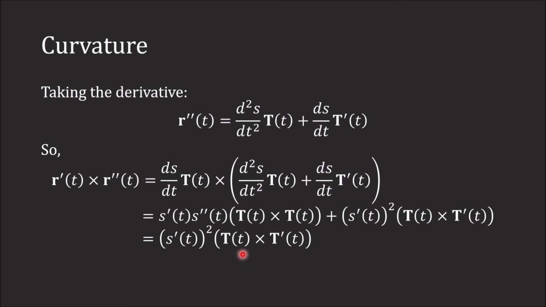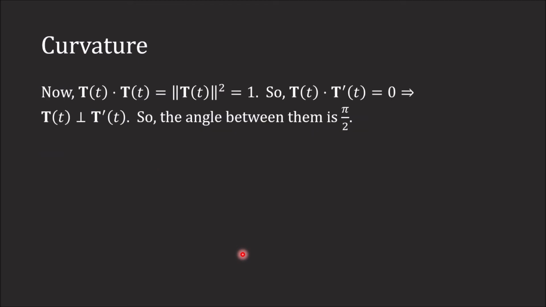Now, t dotted with t is the norm of t squared. That's a property of dot products. But t is a unit vector, which means this magnitude is 1. So we have 1 squared is 1. This means that t dotted with t prime is just 0, which means that t and t prime are orthogonal to each other. That is, the angle between them is pi over 2.